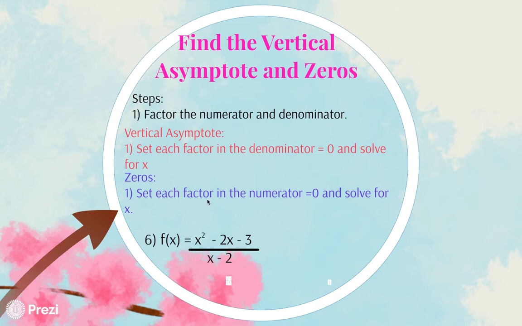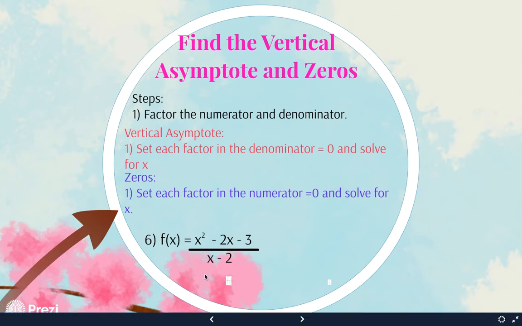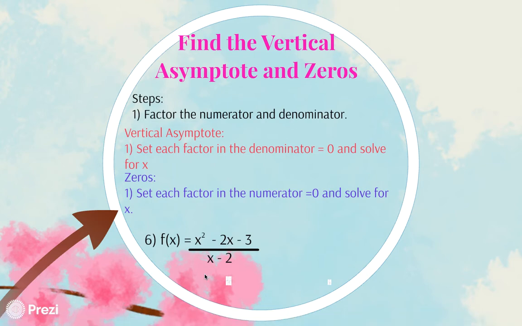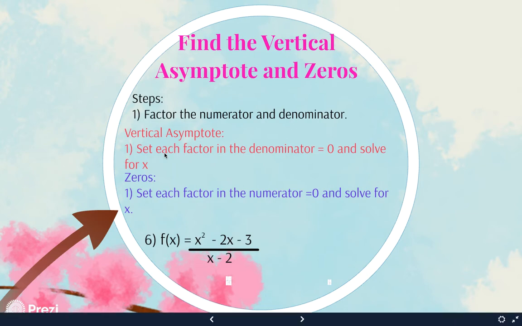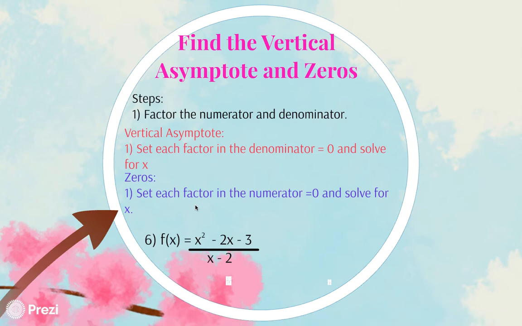Okay, in a moment, you will be watching the video on example 6, because I will not be doing it on the Prezi for you. But let me explain why we set the denominator equal to 0 for the vertical asymptotes, and why we set the numerator equal to 0 for the zeros. For the vertical asymptotes, this is where the function is undefined. Vertical asymptotes occur where values of x are not allowed.